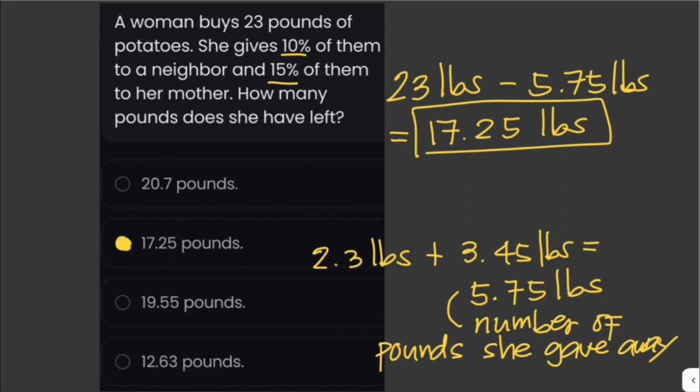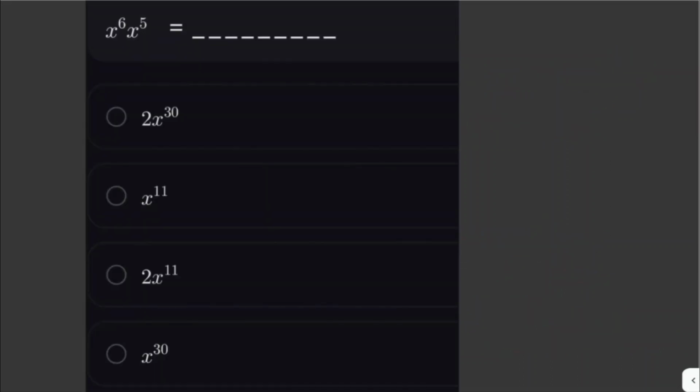Now let's solve another one. Alright, x to the 6th times x to the 5th. So let's recall that when we multiply terms that have the same base, like this one, we have the same base here, which is x, then to simplify it, we just have to add the exponents.